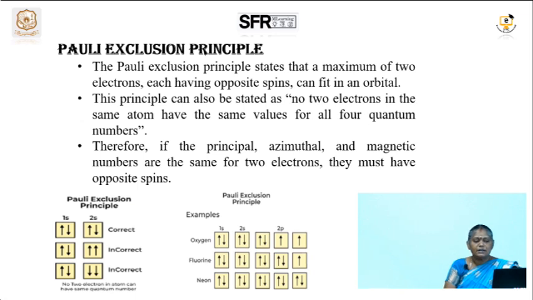That is very clearly explained in the diagram given below. For Pauli's principle, see, for the 1s orbital we have 2 electrons and also the 2s orbital has 2 electrons, and they have opposite spins. That means the spin quantum numbers for the 2 electrons in the 1s orbital are respectively plus half and minus half. The same is the case for the 2s electrons.